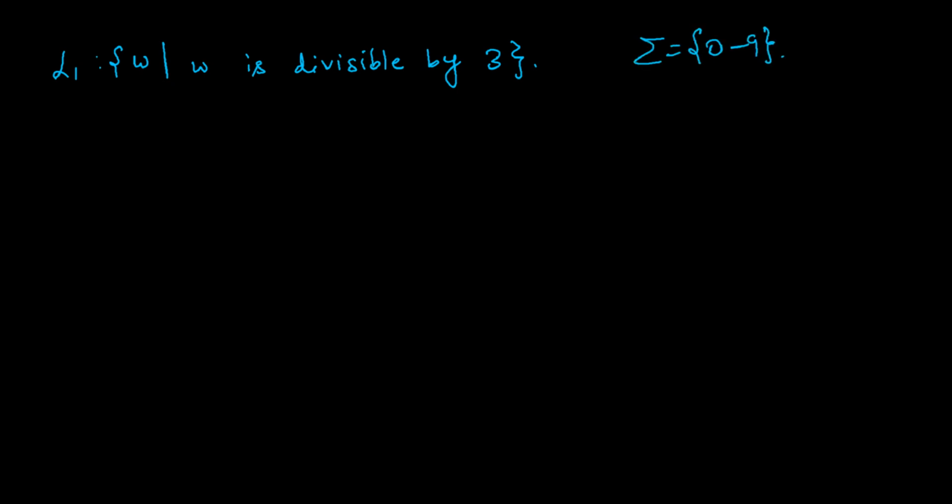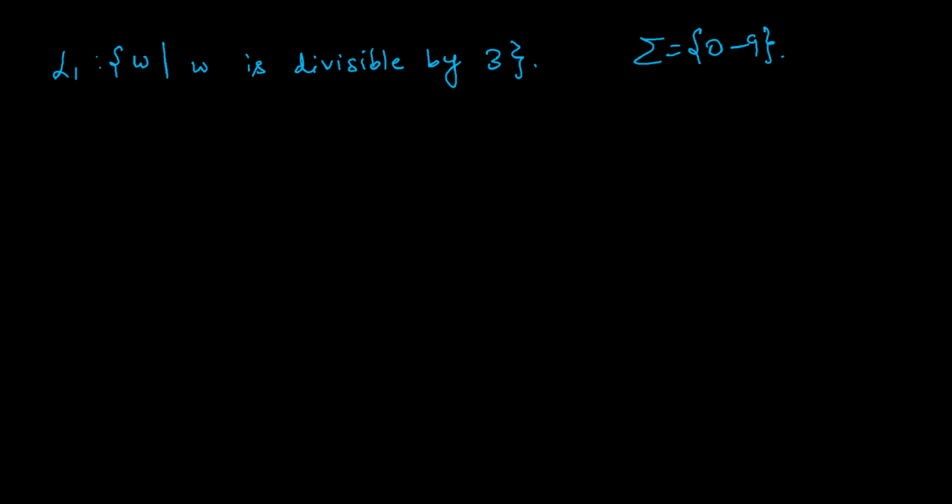Let's take L1 first. So L1 is W such that W is divisible by 3, right? And symbols are from 0 to 9.